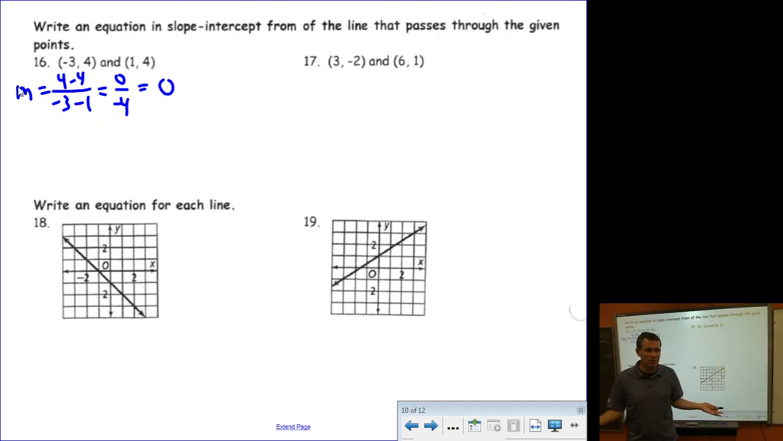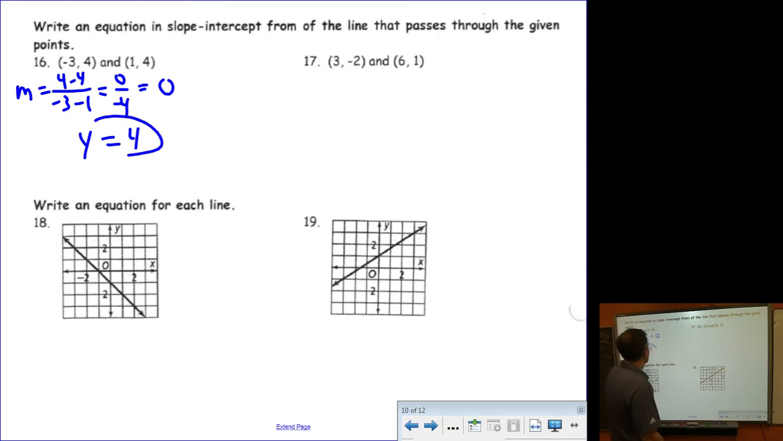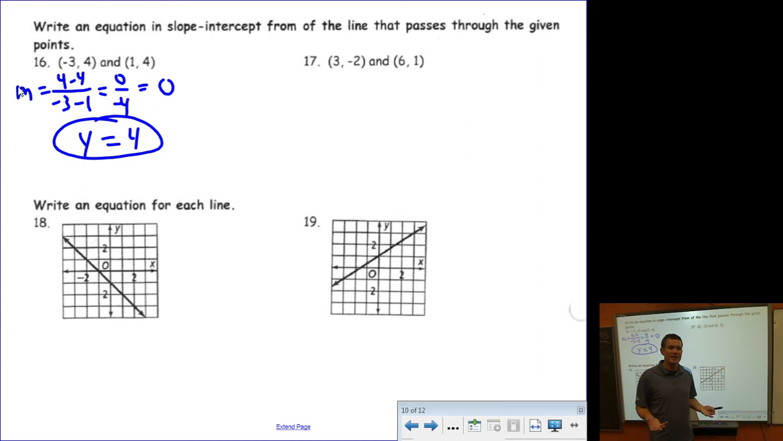It's got a slope of 0, so it's a horizontal line. And so the equation is just y equals whatever the y values are. In this case, they're 4. And the slope is 0, so there's no x. You could write y equals 0x plus 4, but no need.